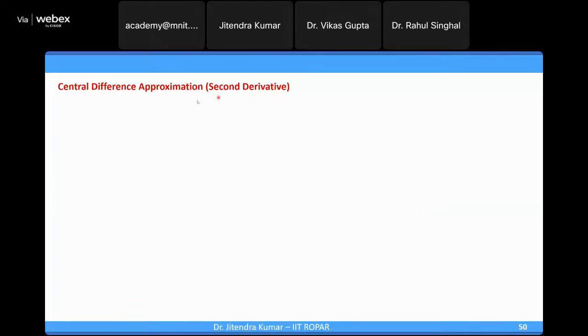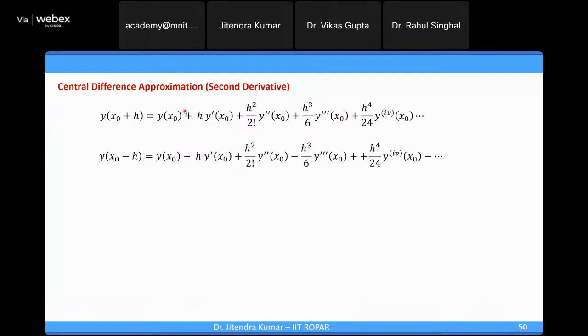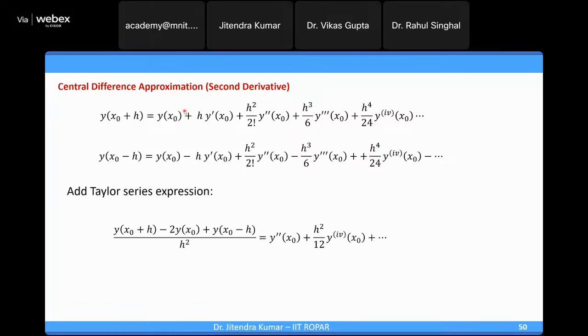Well, for the central difference approximation of the second derivative, you have these two Taylor approximations. If you add them, you will get this nice formula: y(x naught plus h) minus 2y(x naught) plus y(x naught minus h), over h squared. On the right hand side you have the double derivative, and the error contribution is h squared by 2. So this double derivative we can approximate by this kind of central difference formula, again maintaining accuracy of order 2.